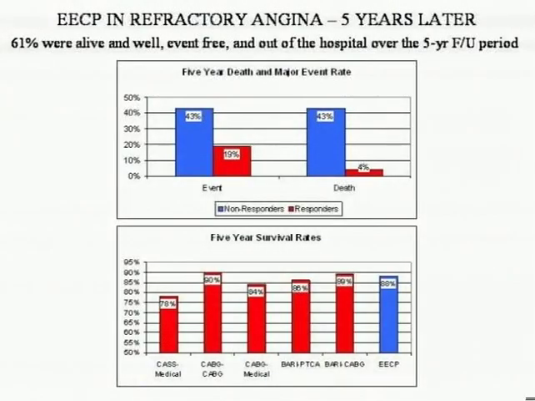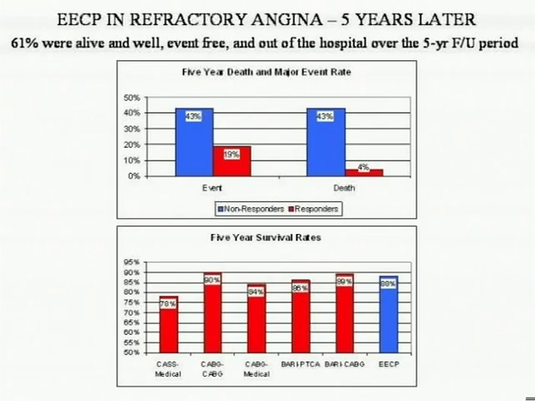Of the non-responders, the event rate was 43% versus 19% in responders. Death rate was 43% of the non-responders, 4% of the responders. So we want you to be a responder. We want your nuclear scan to improve, and I'll get into that a little bit more later on.